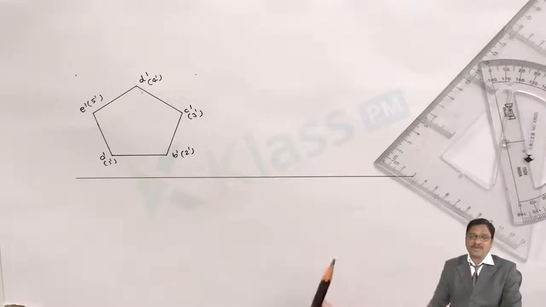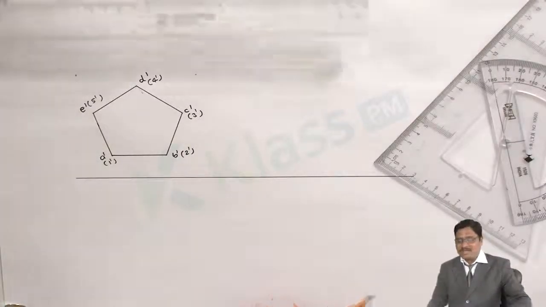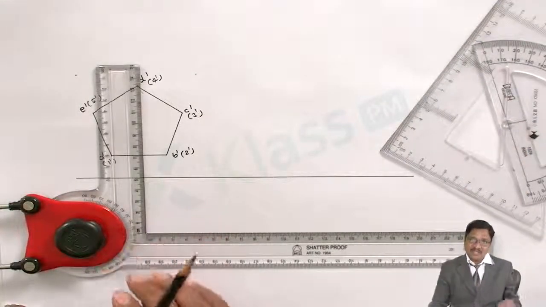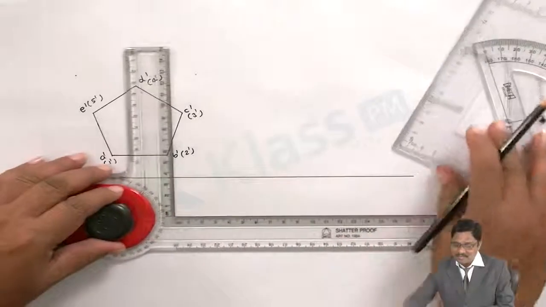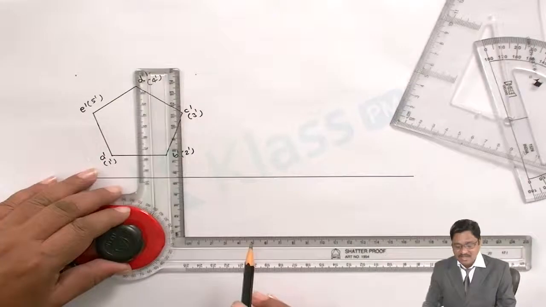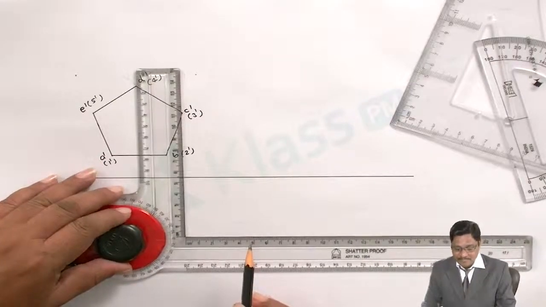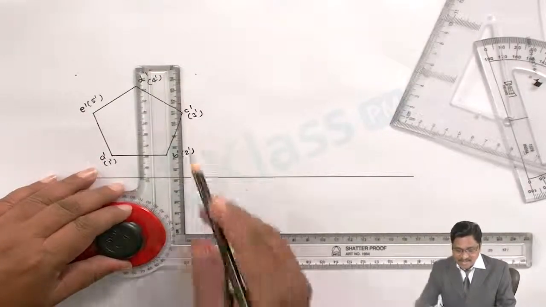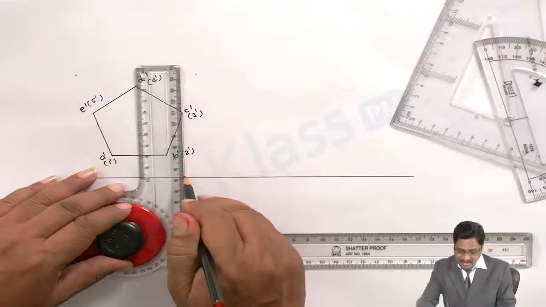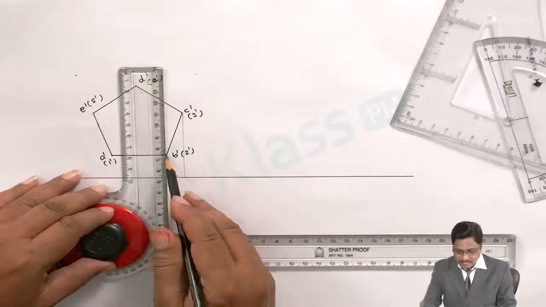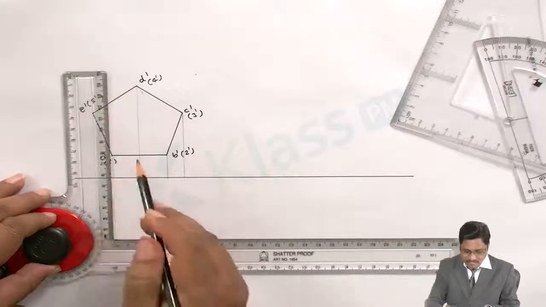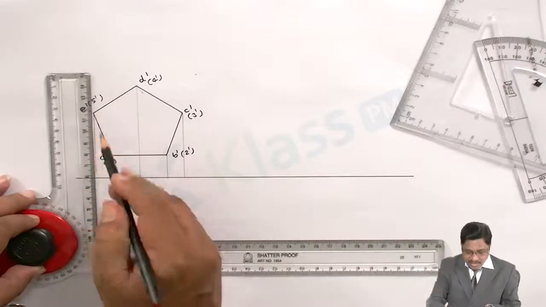How do we get the top view? The same fundamental concept: front view and top view are always in the same line. So based on that concept, take the mini drafter and draw the projector lines to the other side. From every point of reference, I have to draw the projector lines. For that, please use an H pencil. Okay, now I draw projectors from.